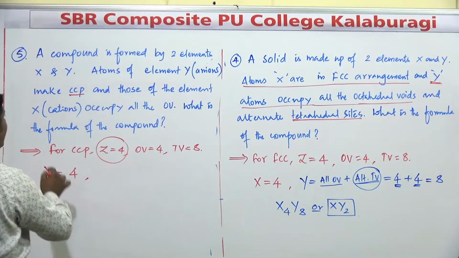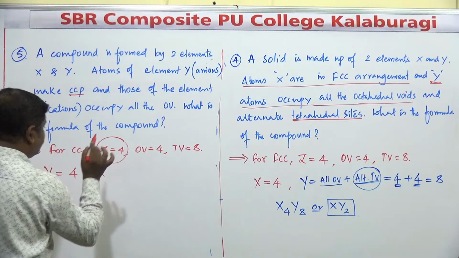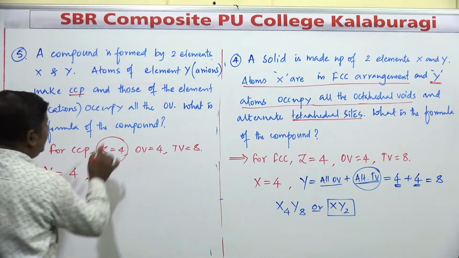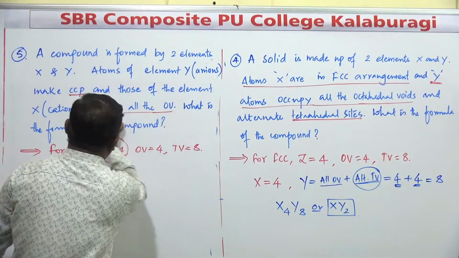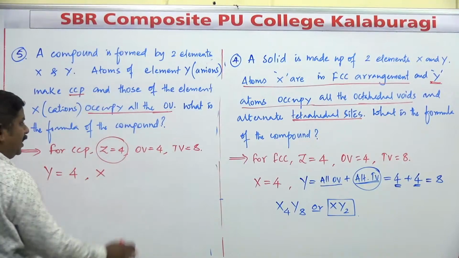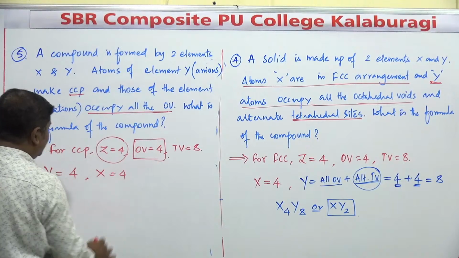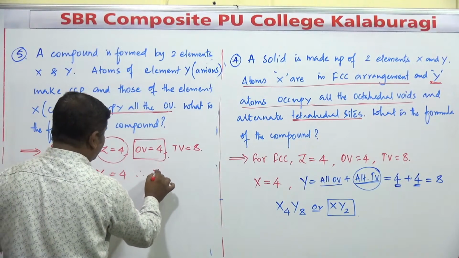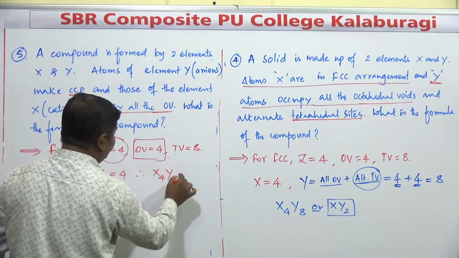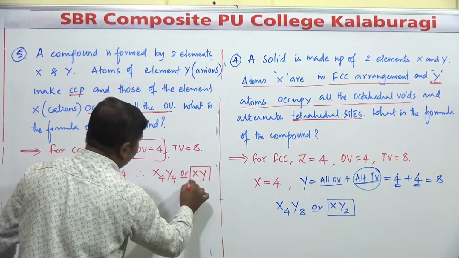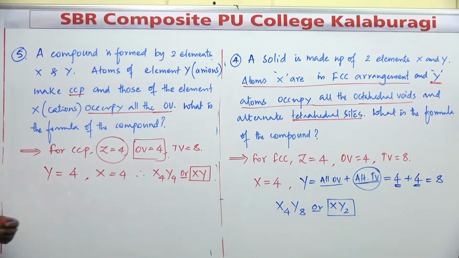And those of the element X, that is going to be forming cations. Afterwards you can write the charts, no problem. It is occupying all the octahedral voids. What's the total number of octahedral void? That is equal to 4. Therefore, what is the formula? This is going to be X4 Y4, or we can write the simplest formula of the compound is XY.